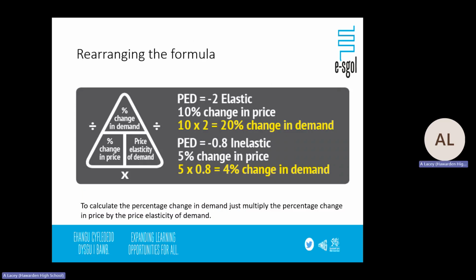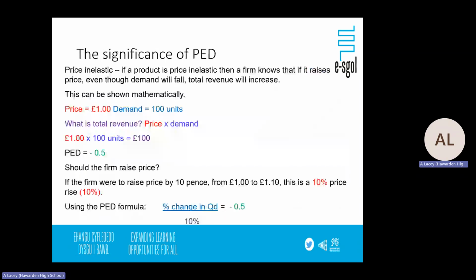So looking at rearranging the formula, you can look at doing that. The percentage change in demand, just multiply the percentage change in price by the elasticity of demand. So you can rearrange it like that as well. And then looking at significance of PED. So if product price is inelastic, then a firm knows that if it raises its price, even though demand will fall, total revenue will increase.